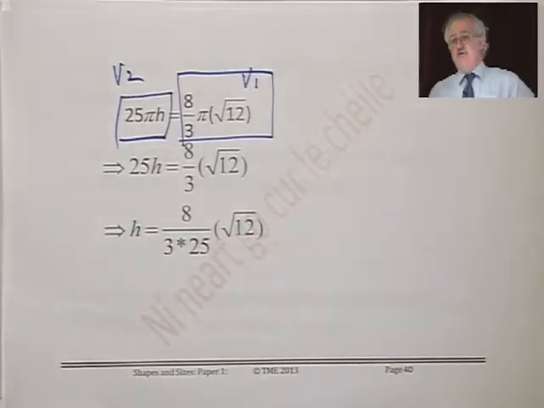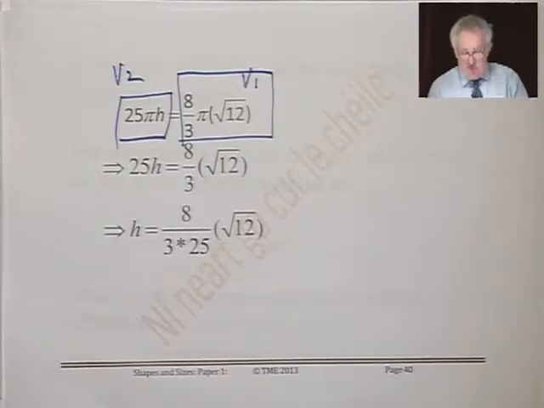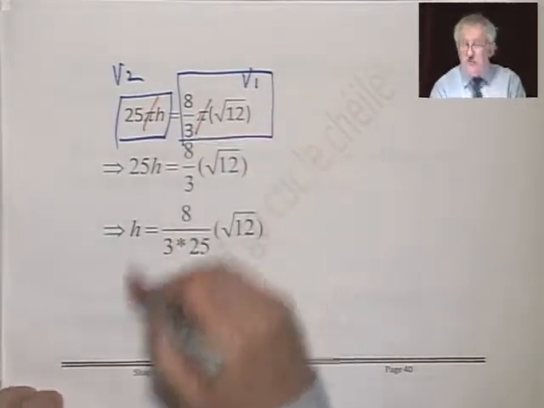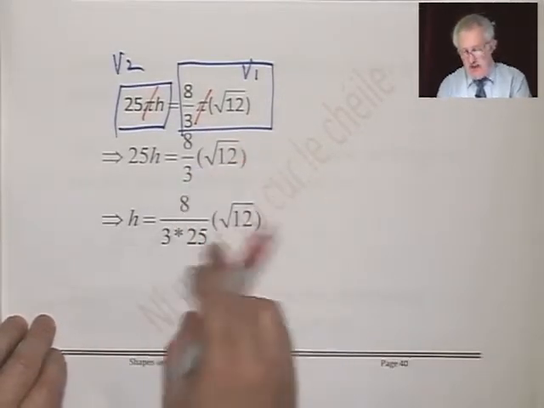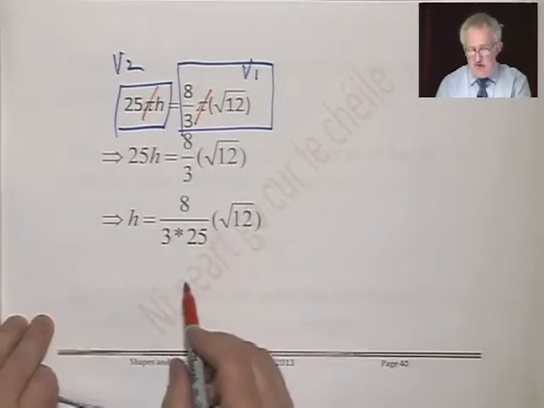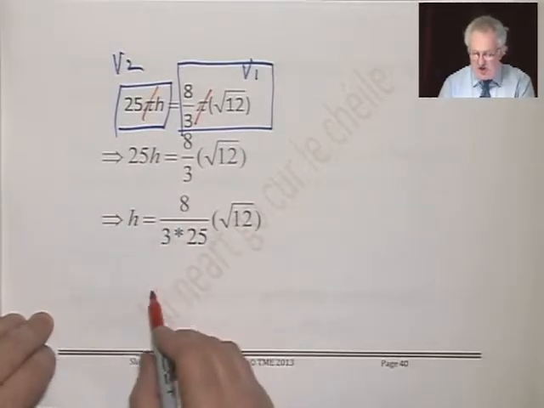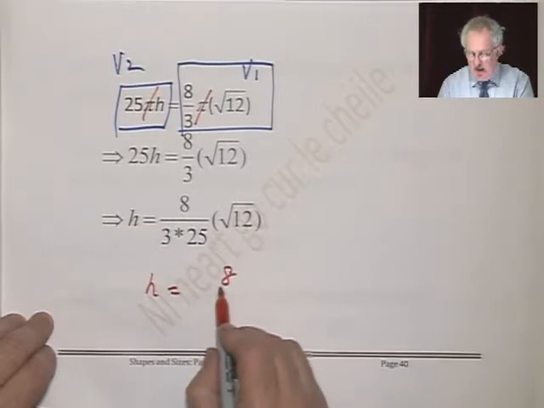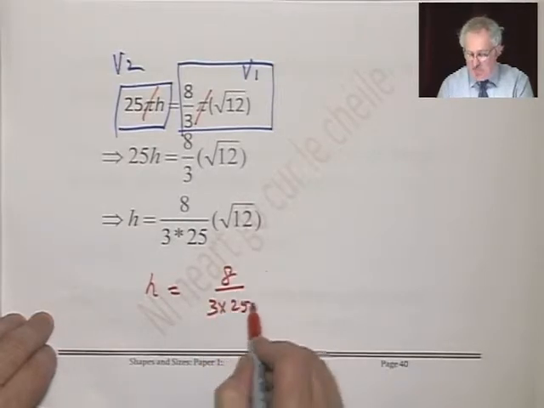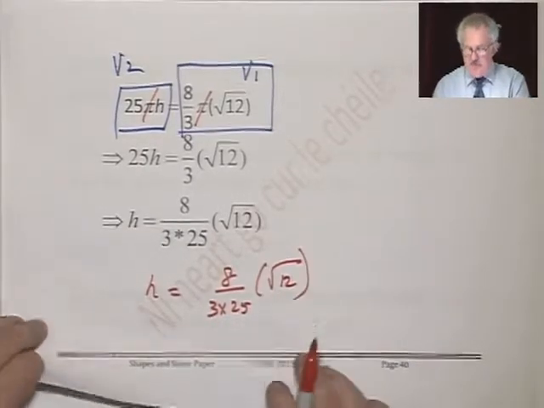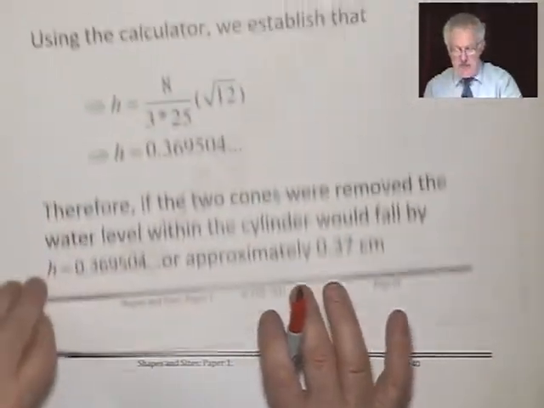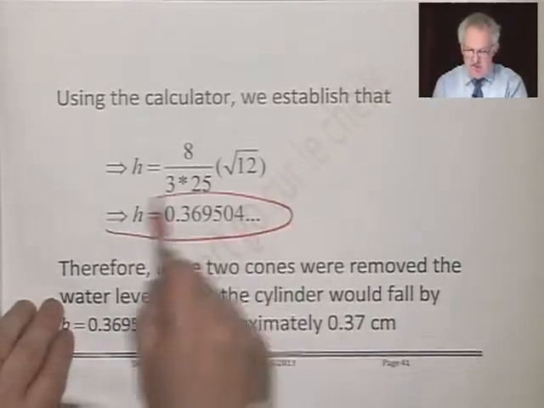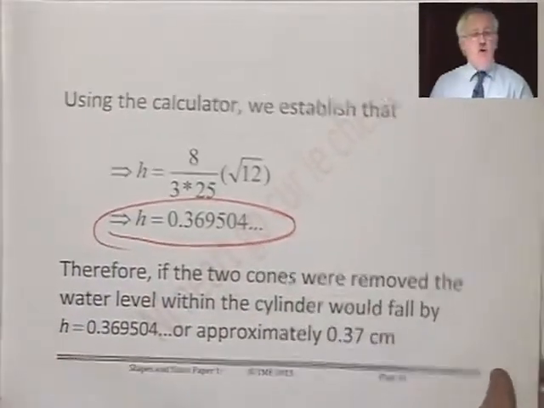And now all we have to do is just solve the equation. There's a few things that are common. The first one is pi, so they both go, or you can divide by pi on both sides. The 8 over 3 is not great, but you can sort of leave it there. The 25 is there, so basically, you can divide by 25. H is equal to 8 over 3 times 25 times the square root of 12. Now, H is equal to this. So that's how much the cone would fall.